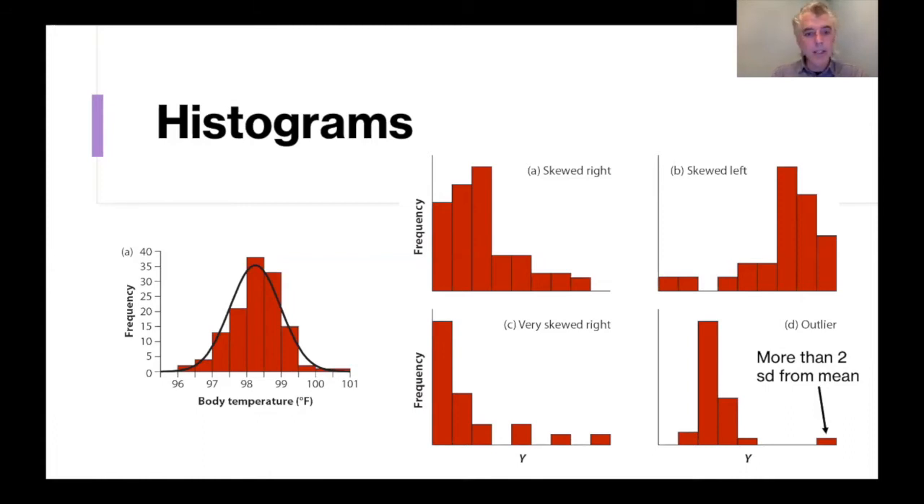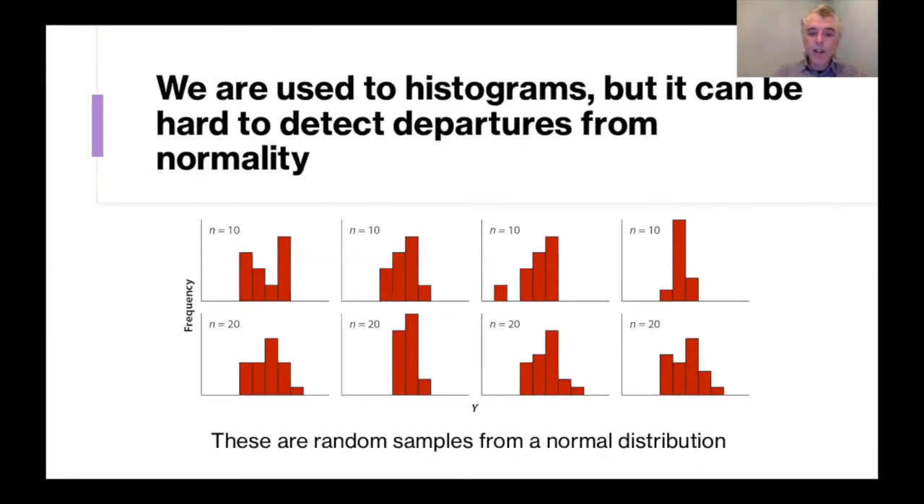But in many cases, it's not so obvious. If we look at these 8 different histograms, they don't particularly look like the characteristic bell-like shape of our normal distribution that we see in many examples. But these are, in fact, random samples from normal distributions that have the same mean and the same standard deviation. The top 4 samples were drawn with a sample size of 10, and the bottom 4 samples had a sample size of 20. And so these all came from normally distributed populations, but they don't look particularly normal.